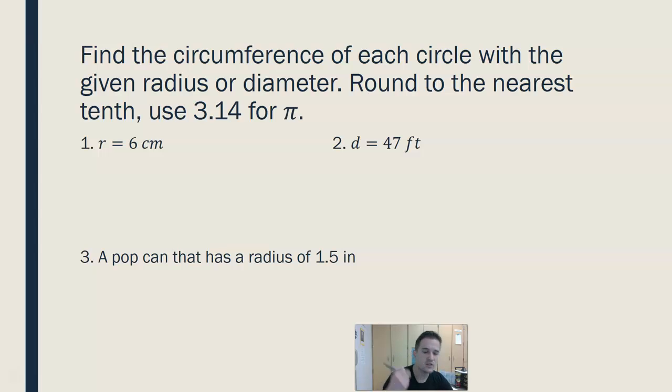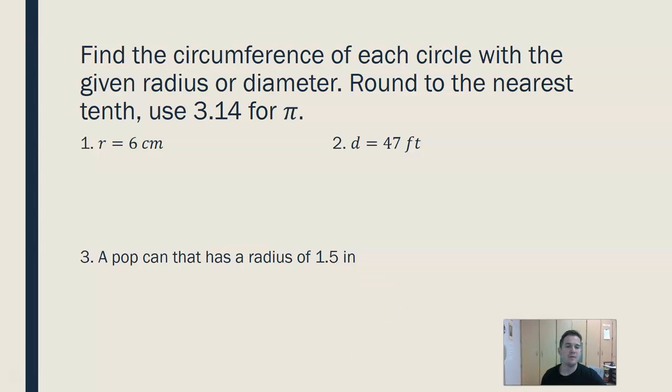Okay. So, here are some problems. If you have printed off the guided notes for this unit, you can follow along in those guided notes or just follow along on your own notes, whatever you feel to do. These questions say, find the circumference of each circle with the given radius or diameter. Round to the nearest tenth. Use 3.14 for pi. Pi is an irrational number, 3.1415926 and so on. You don't need to type in all those digits. It'll be good enough to use 3.14 for pi.